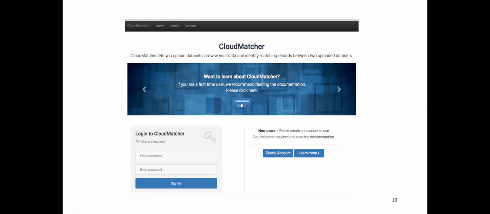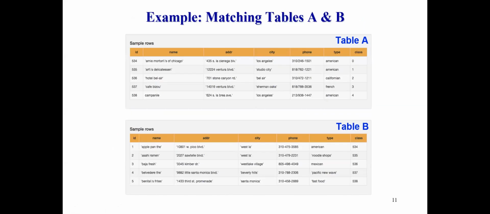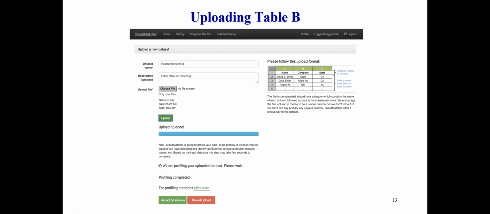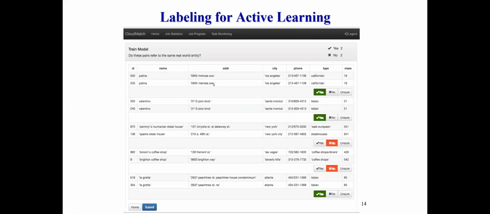If you go to the CloudMatcher homepage, you log in. Let's assume that you have two tables that you want to match, table A and table B, and they describe restaurants. What you do is upload table A, upload table B, and all you are doing is labeling a bunch of tuple pairs. If you look at the first two rows here, these two restaurants seem to be the same, so you click yes. The next two restaurants also seem to be the same, so you say yes. The next one is clearly different, so you say no. And basically that's it.